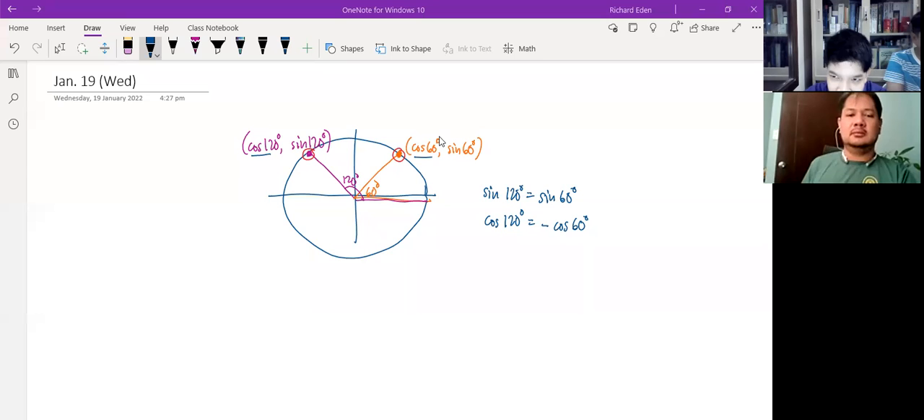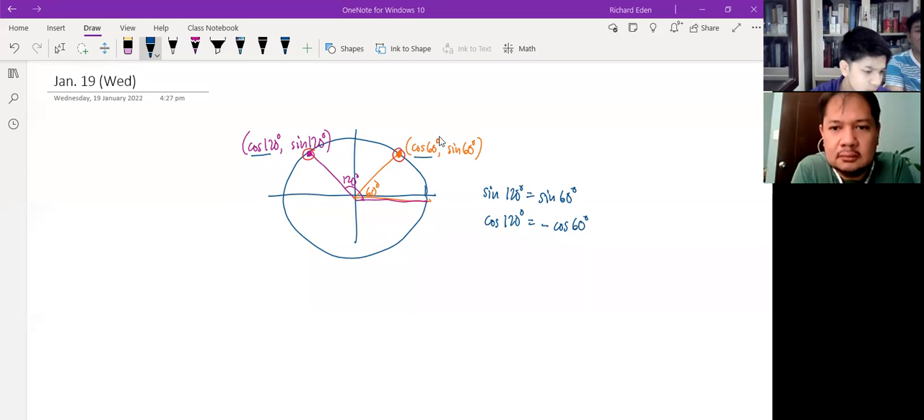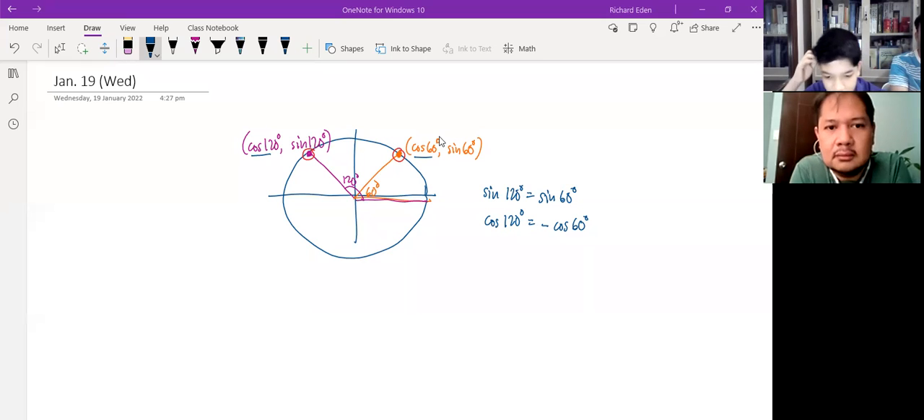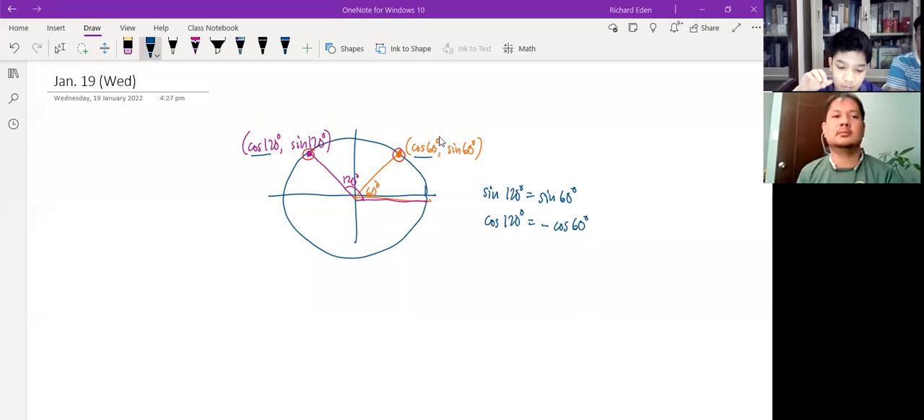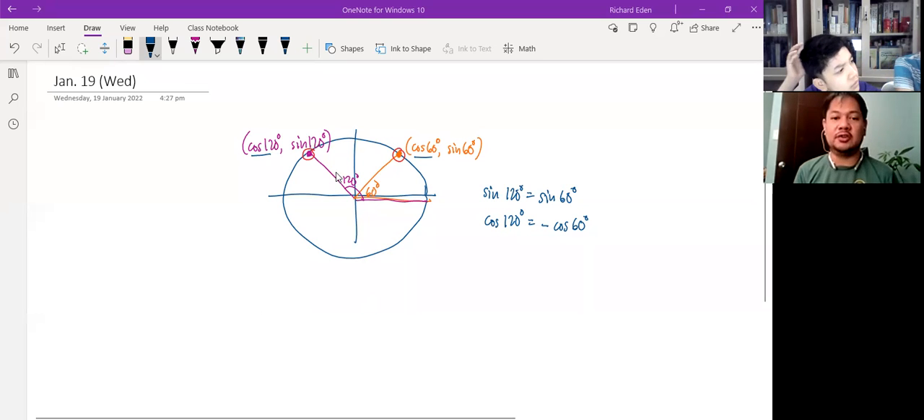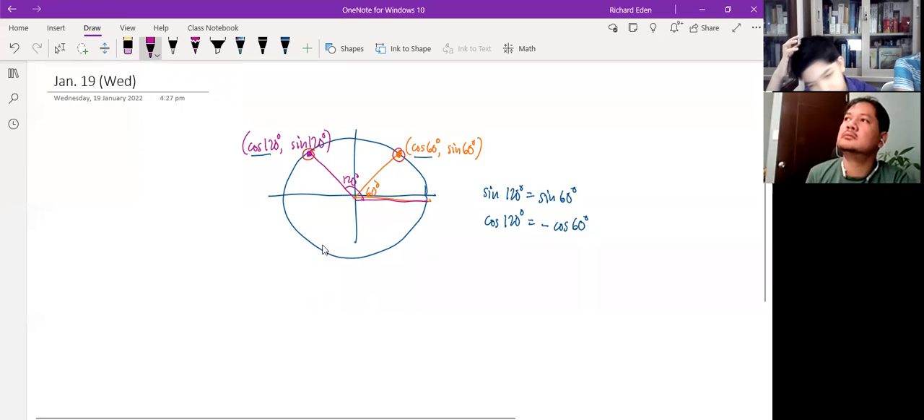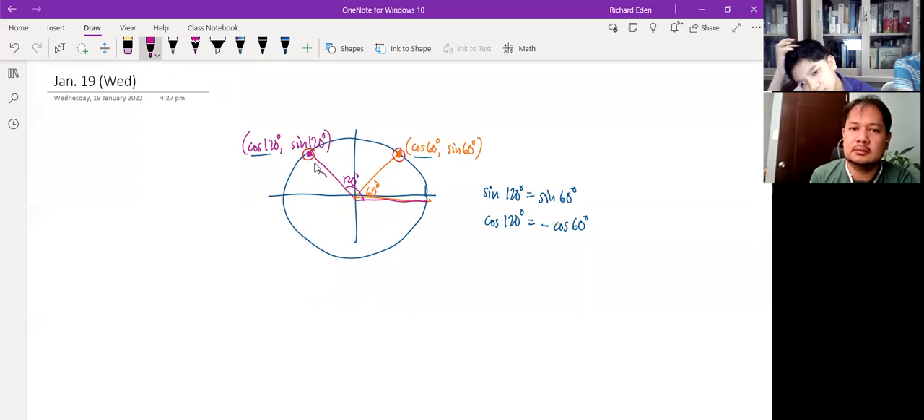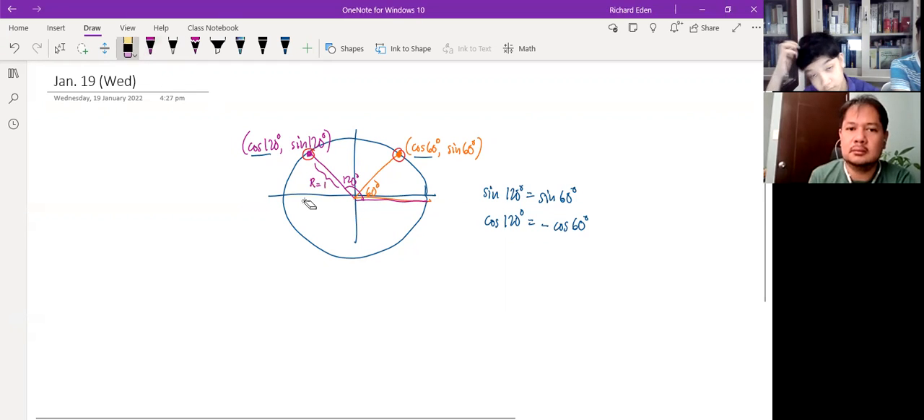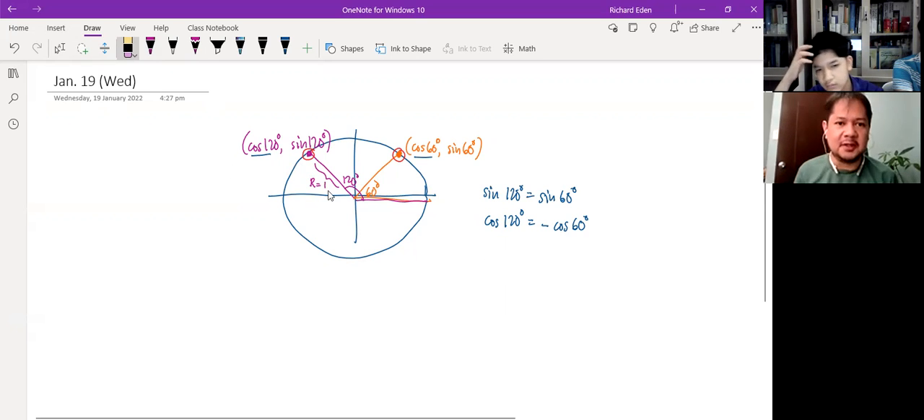Di ba po, let's say cosine theta, kunyari cosine 120, we were saying that it will be x over the radius, di ba po? Yes, yes. So, the x-coordinate over the radius. Are we talking about the derivation of cosine theta, x over r? You are talking about the reflection, the reflected image po ba? All right. No, x over r, sandali nga.